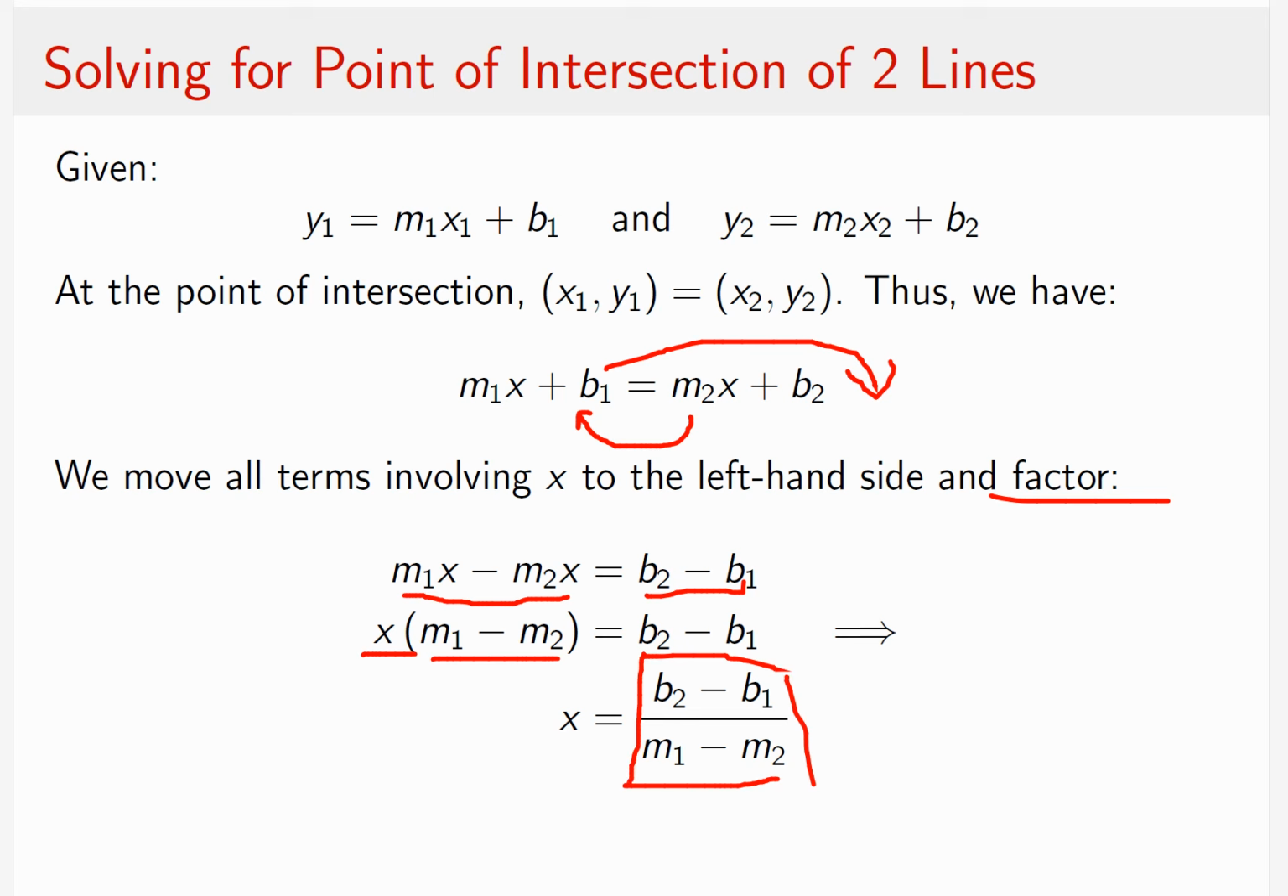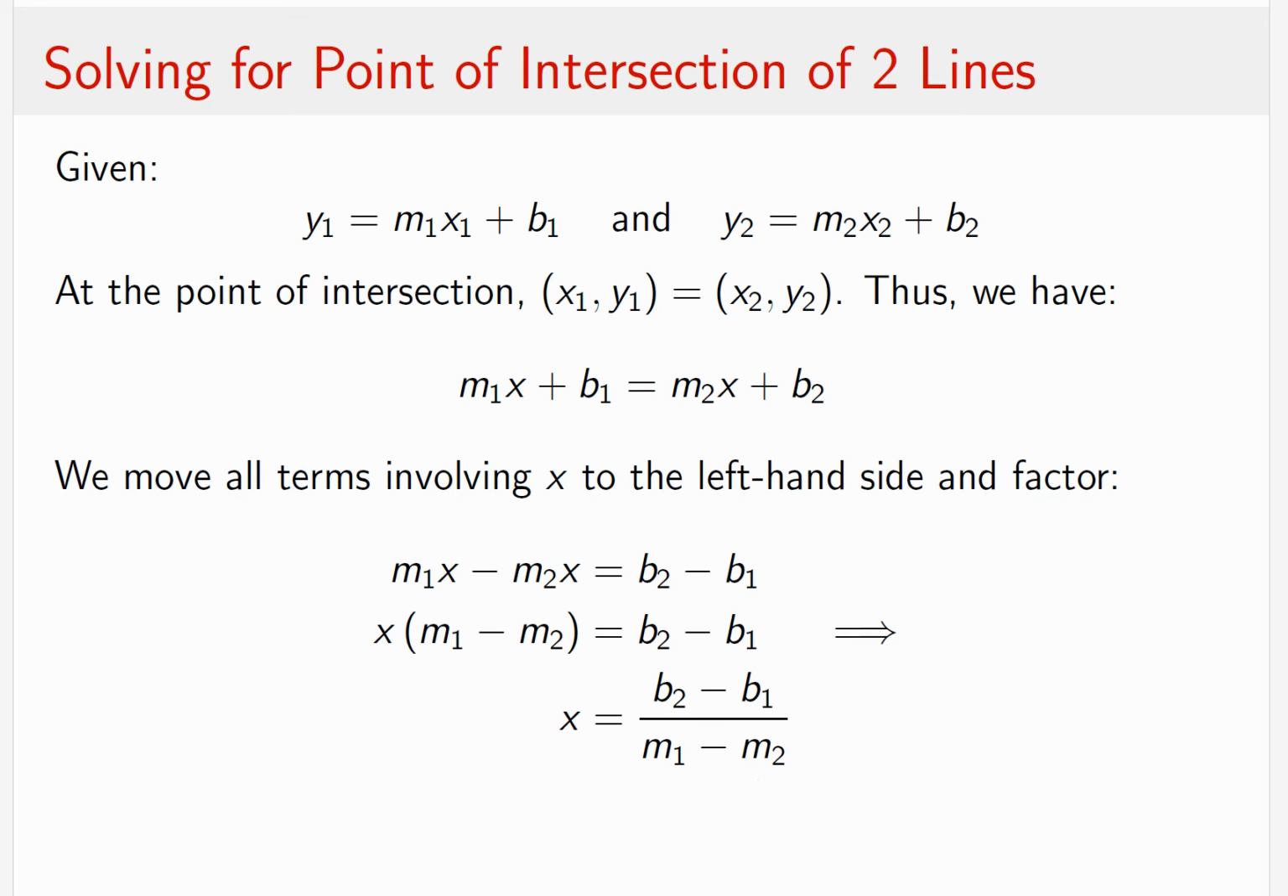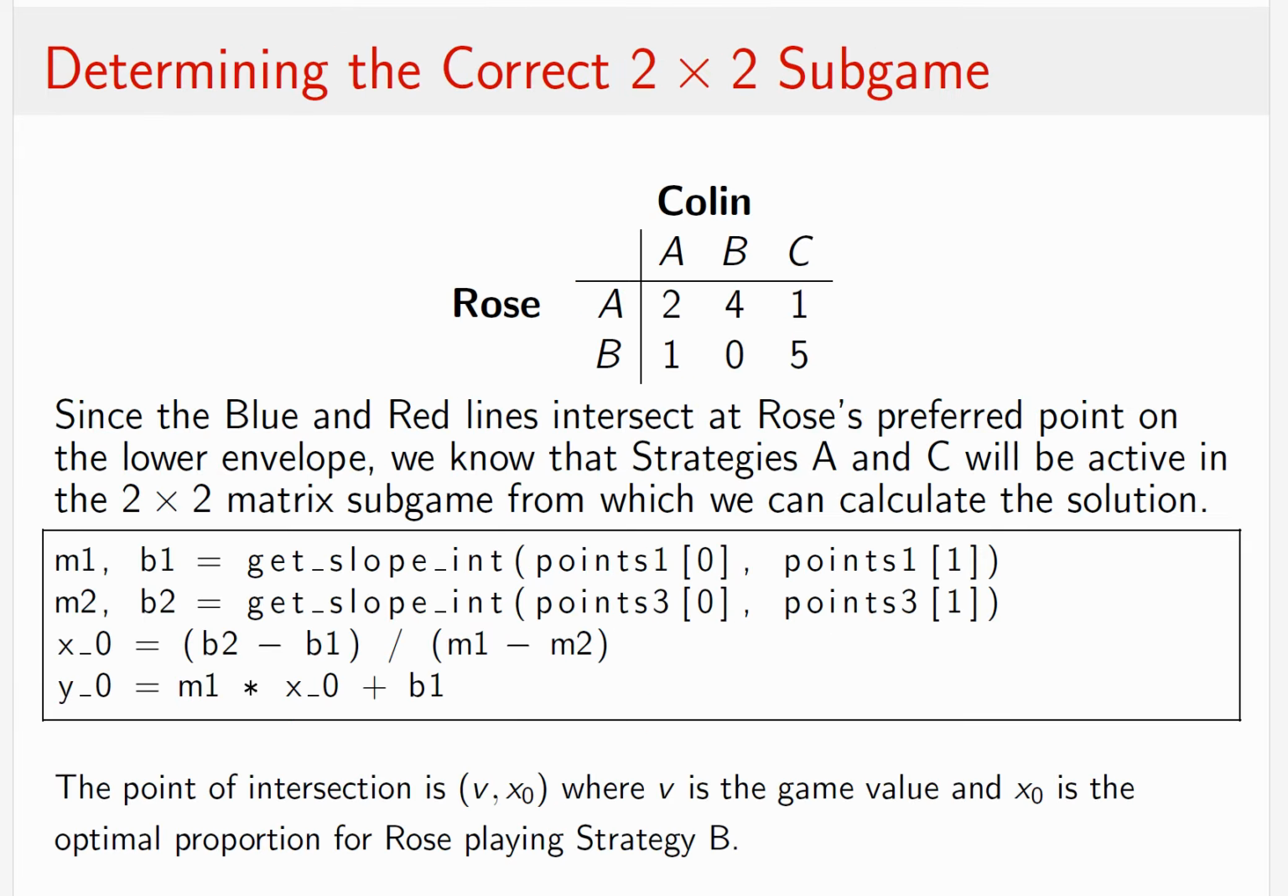Okay, so if I know the slope and intercept from the two lines, I can just do b2 minus b1 over m1 minus m2 to find the x value for the point of intersection, the x coordinate for the point of intersection. Then I just plug that x coordinate into either line, right? If I plug that x coordinate into the y1 line, I'll get a value for y1, but it'll be the same value I get if I plug it into the equation for y2.